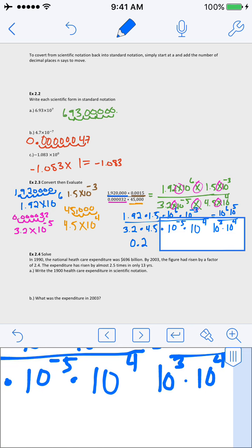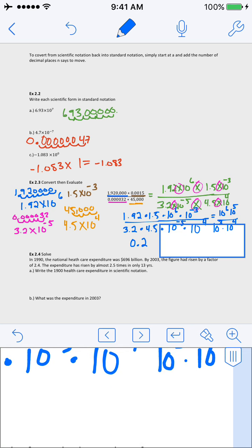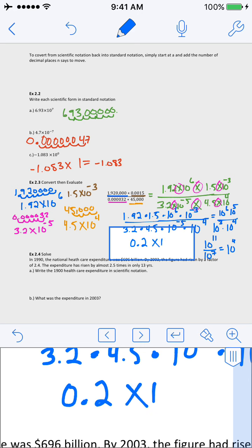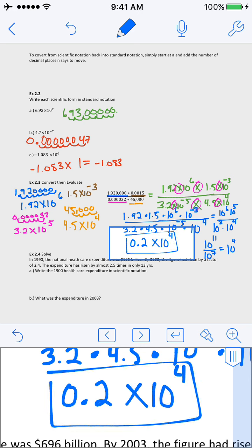Now I will use product rule. So I get 10 to the 11th, right, because I add them, over 10 to the 7th. Then I use quotient rule, I subtract them, I get 10 to the 4th. So this is 0.2 times 10 to the 4th. And I have my solution.